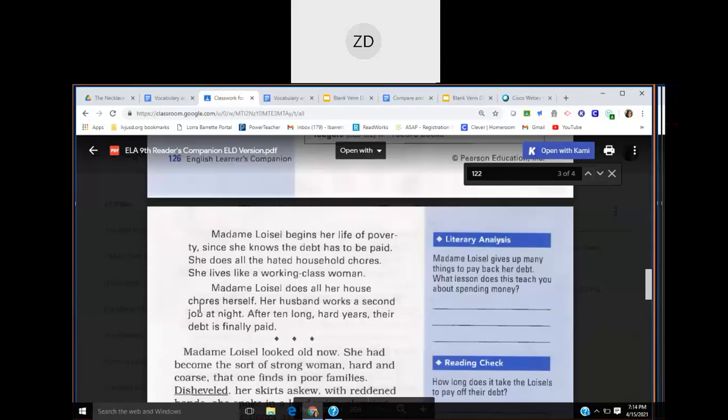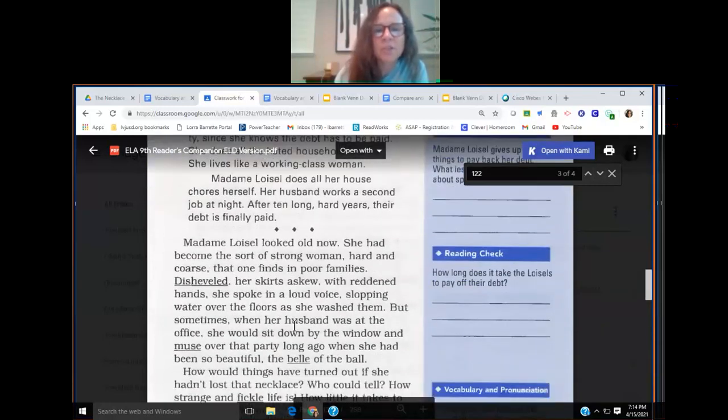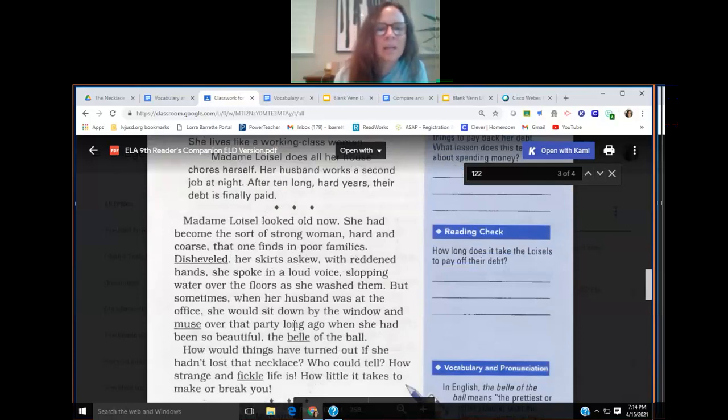Wow. Okay, good job. So debt, that means they had to pay everybody back. That was what they owed other people. They had debts that they had to pay. And Madame Loisel ends up becoming a poverty-stricken woman, meaning she has to do all of her own cooking, all of her own chores. She can't buy anything fancy, and they have to work very hard.